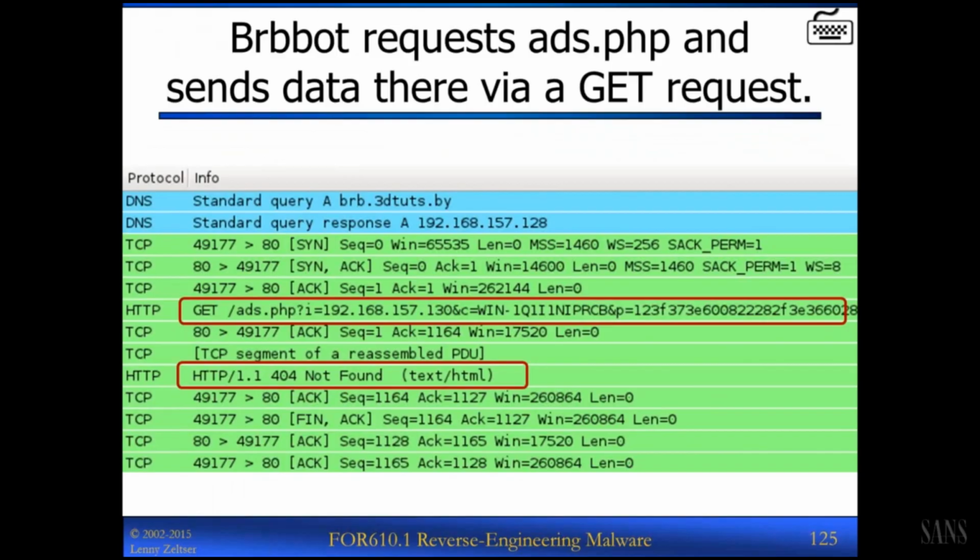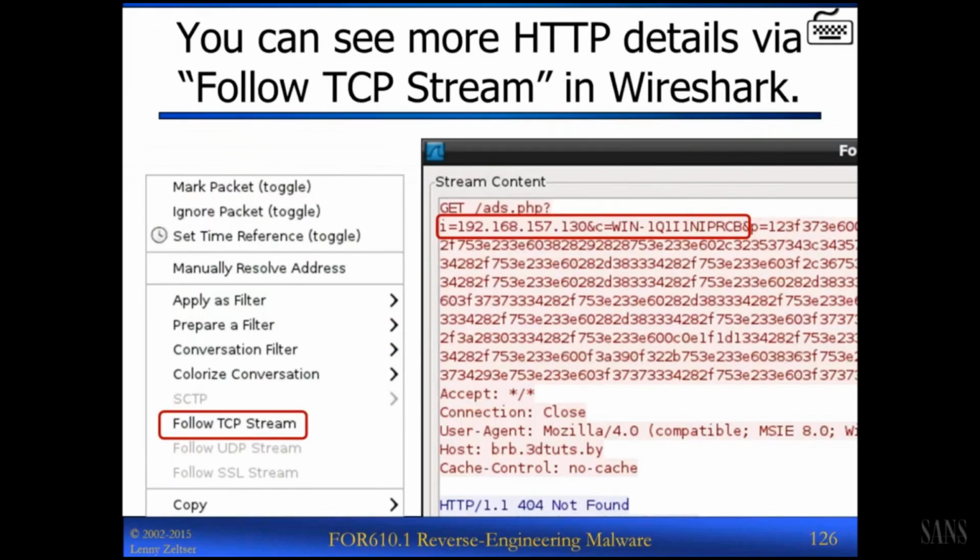In this case, as we did a right-click Follow TCP Stream in Wireshark, we got that huge chunk of data in addition to some IP and hostname information. But that chunk of data is really what concerns us the most because we just simply don't know what's contained within it. And that's an open question that we hope to answer.